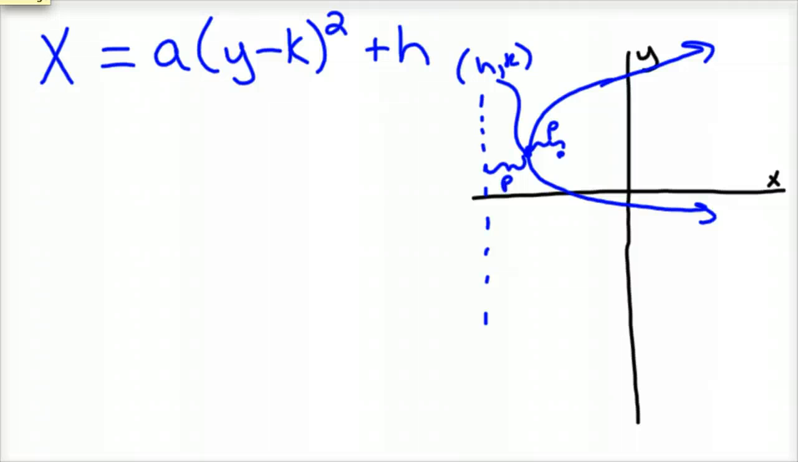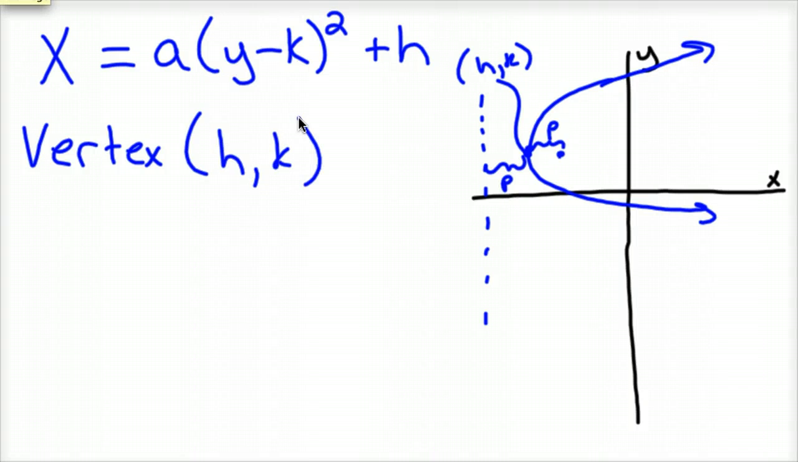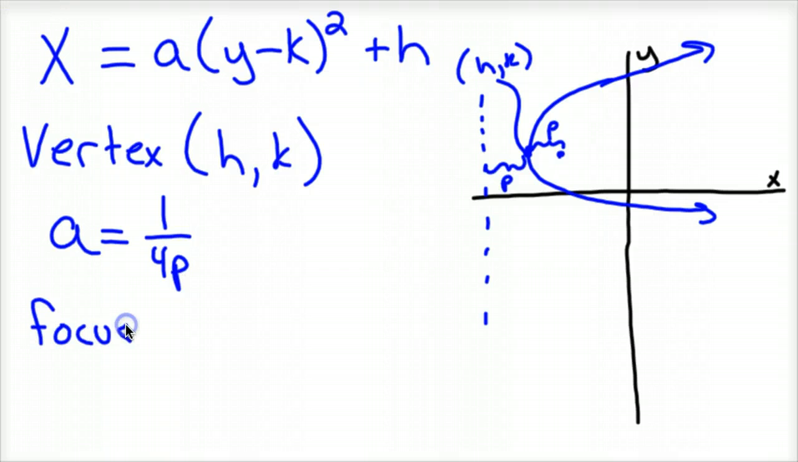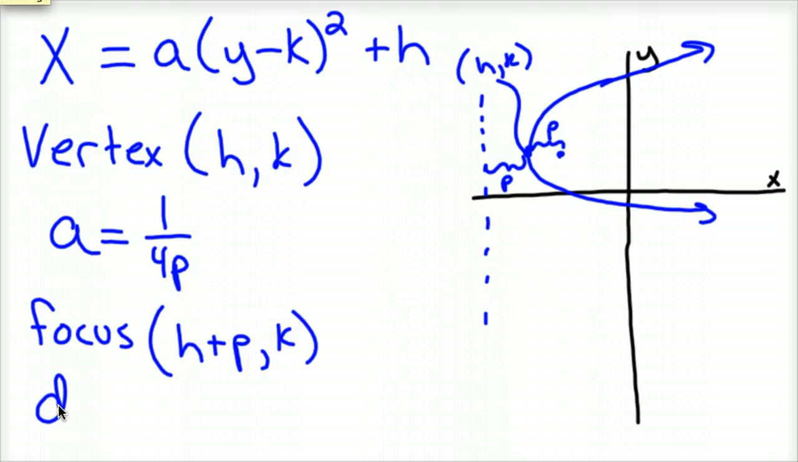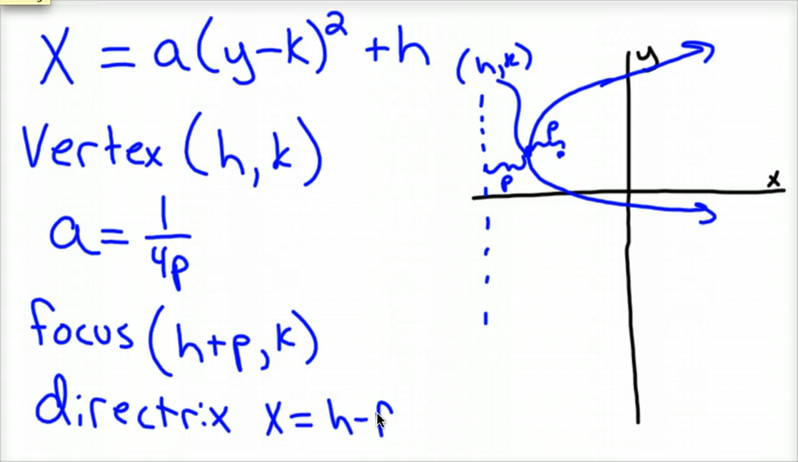Okay, so equation-wise it would look like this. Your vertex again, but you have to be careful because notice h and k are in different spots. It would still be h, k because of the way I wrote it. Your focus could still be found by setting a equal to 1 over 4p and solving that for p. And so your focus equation also changes. In this case, it would be h plus p comma k. And your directrix would be x equals h minus p.